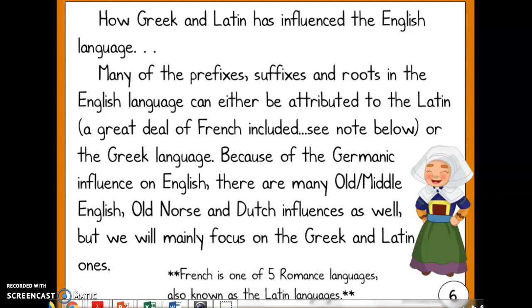So how Greek and Latin has influenced the English language. Let's talk a little bit about that. Many of the prefixes, suffixes, and roots in the English language can either be attributed to the Latin, a great deal of French included, or the Greek language. Because of the Germanic influence on English, there are many Old Middle English, Old Norse, and Dutch influences as well, but we will mainly focus on the Greek and Latin ones.